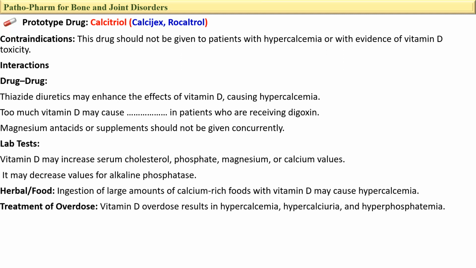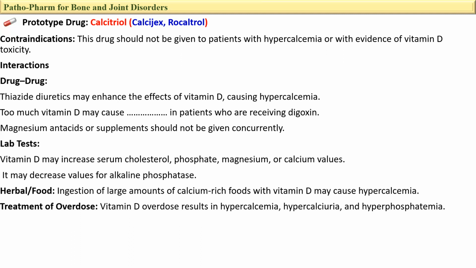Now, drug-drug interactions. So first of all, the drug should not be given to patients with hypercalcemia or with evidence of vitamin D toxicity. Now, for drug-drug interaction, the thiazide diuretics may enhance the effects of vitamin D and cause hypercalcemia.